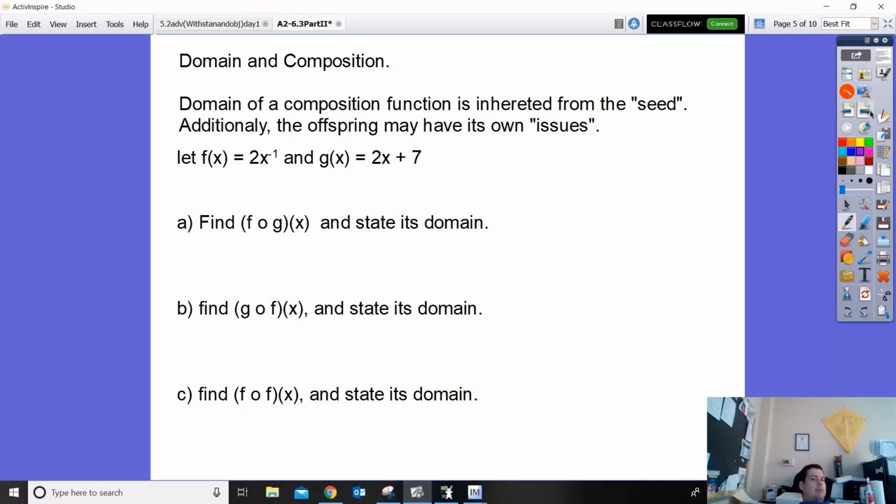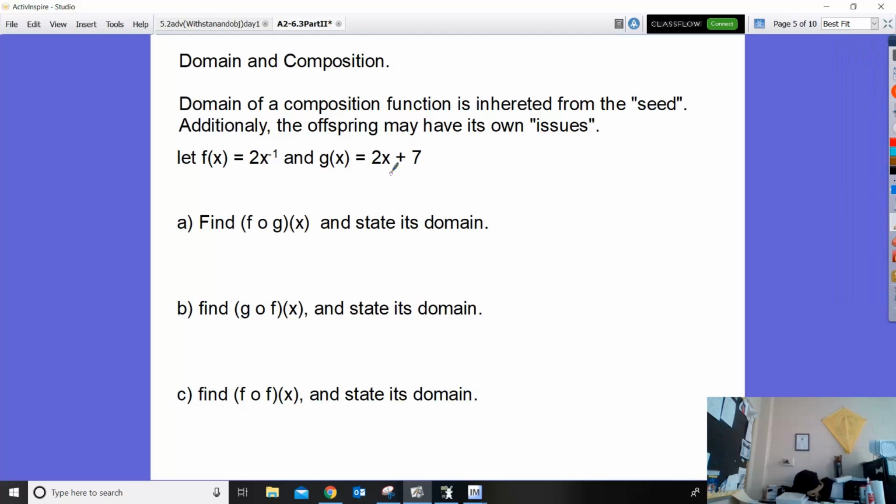All right, so here we get to do some composition. Find f of g of x and state its domain. Find g of f of x and state its domain. Find f of f of x and state its domain. It's actually pretty simple to do. You learned yesterday how to do f of g of x. Everywhere you see an x in f, what do you replace it with? g, which is 2x plus 7.